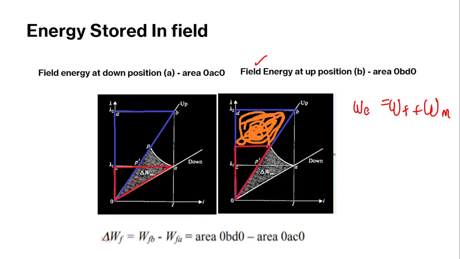If you take the blue and subtract the red from it, you get this piece on top here, and this will be delta Wf. Because you start with the bigger one and subtract the smaller one, that is the change in your field energy. That's how they get it: they subtract the energy stored in the field initially from the final, up position. So the up energy stored in the field minus the down.